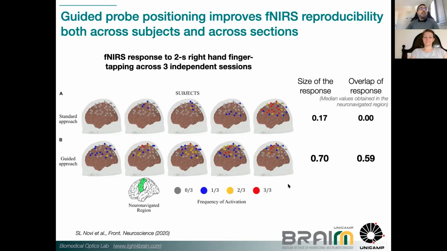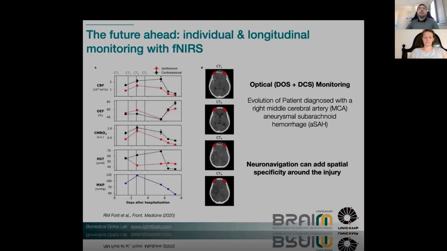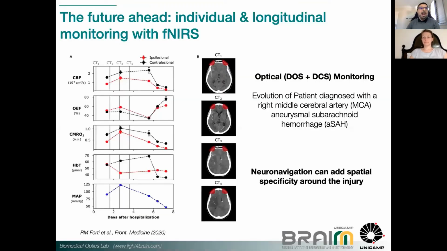So just to end now, why do we want to do that? Because all these improvements help us to do the studies that I mentioned in the beginning, right? So this is one example that we're doing in the clinic, in the neuro ICU. It's not exactly with fNIRS. We are using DCS at the same time. And we are trying to monitor patients that developed brain ischemia due to traumatic brain injuries.